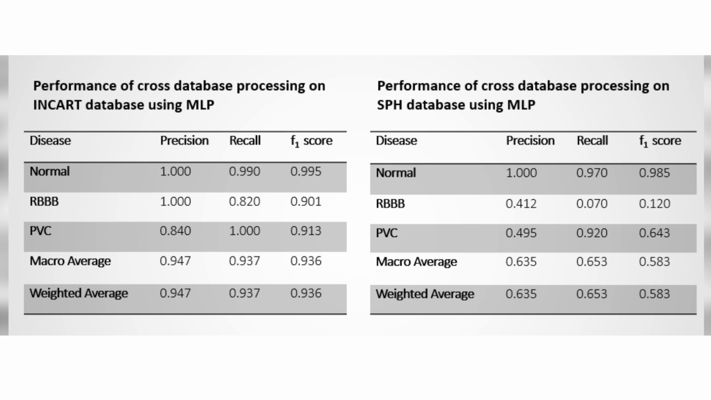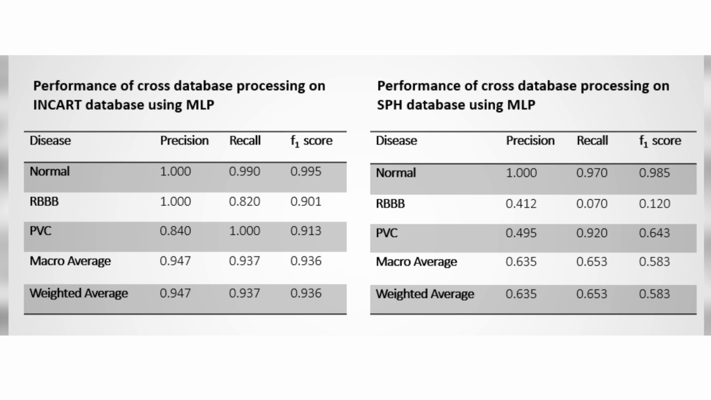We have also done the cross-database classification. The MLP classifier is trained using the MITB arrhythmia database and tested on St. Petersburg INCART and SPH databases to classify normal, right bundle branch block, and premature ventricular contraction heartbeats. All three databases have different sampling rates. Therefore, all signals are resampled to 128 Hz.